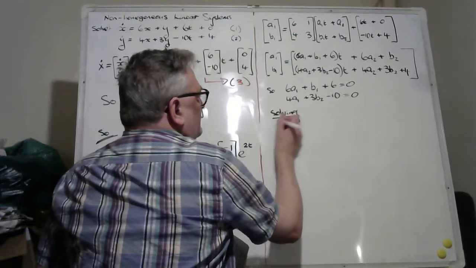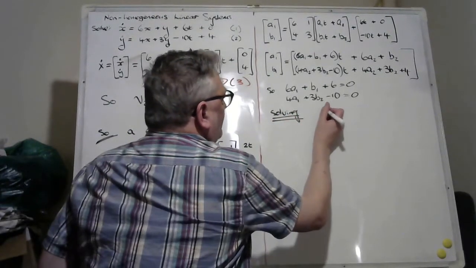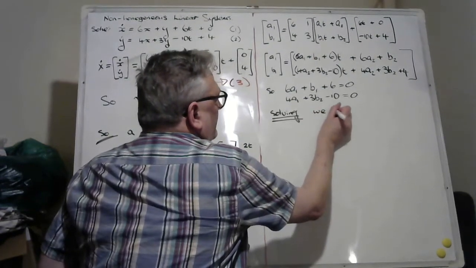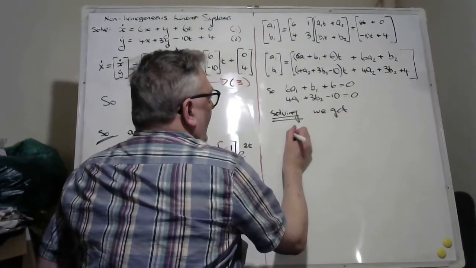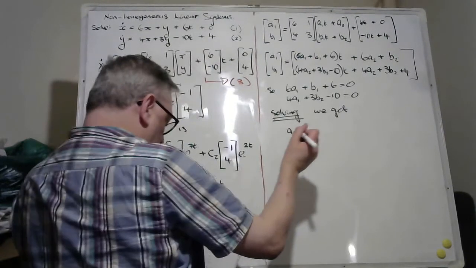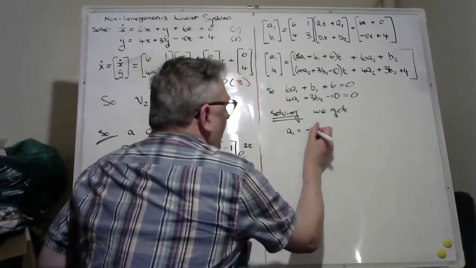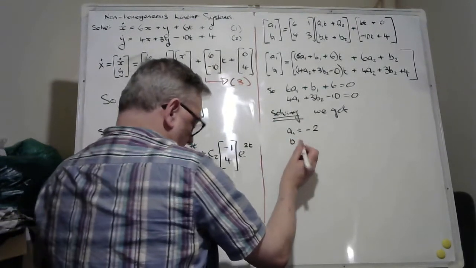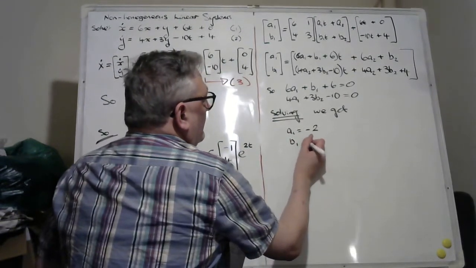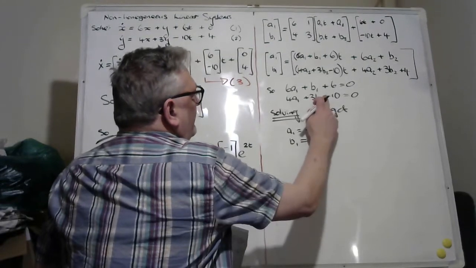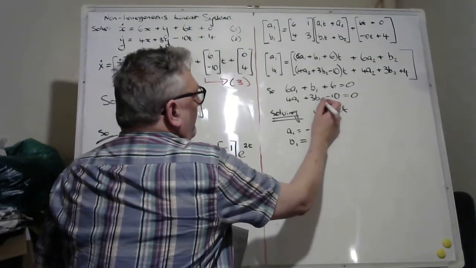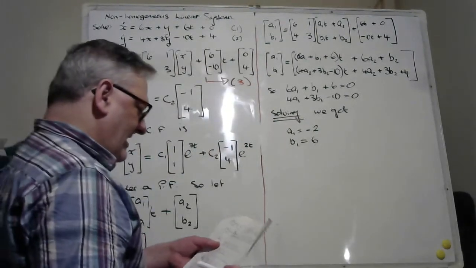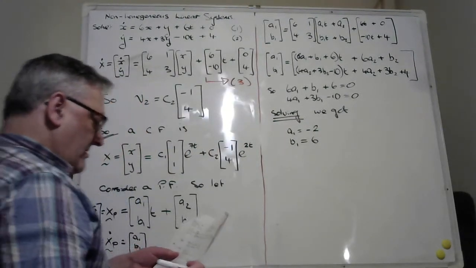Solving, and I'm not going to solve these because hopefully you should be able to do it yourself. We get A1 equals minus 2 and B1 equals 6. And by the way, that should be B1. I think I've made a mistake there. Yes, that should be B1.